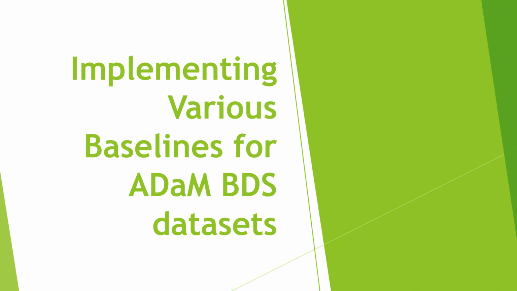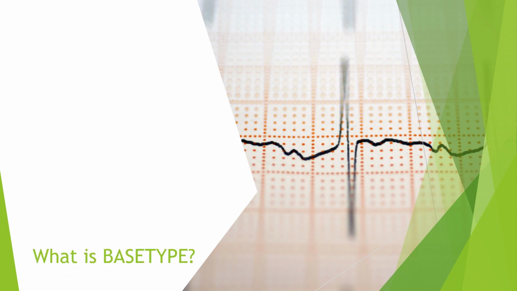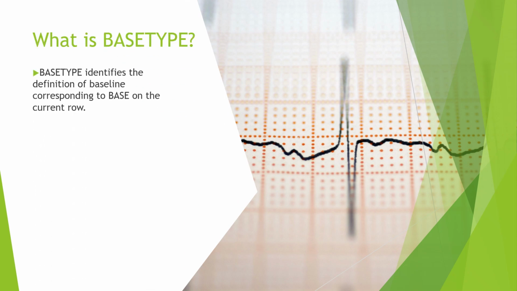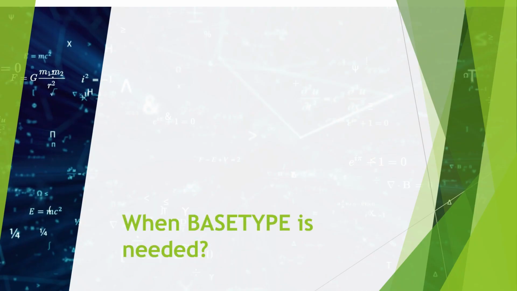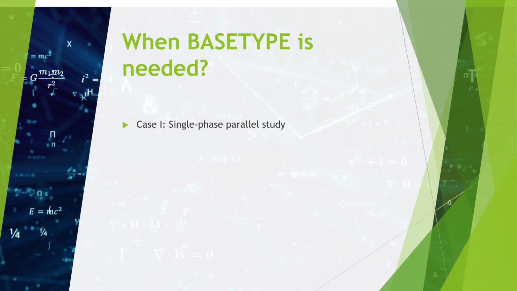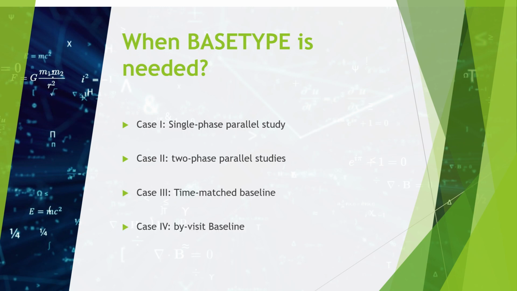So let's get started. Now let's first understand what BASETYPE is. BASETYPE identifies the definition of baseline corresponding to BASE on the current row. If there is more than one definition of baseline in a parameter, BASETYPE must be populated on all rows for that parameter. In this video, we will discuss when BASETYPE is needed for the single phase parallel study, two-phase parallel study, time-matched baseline studies, and by-visit baseline studies.